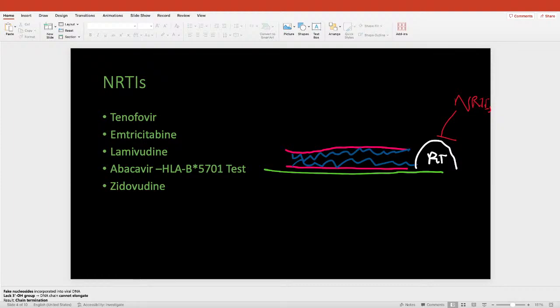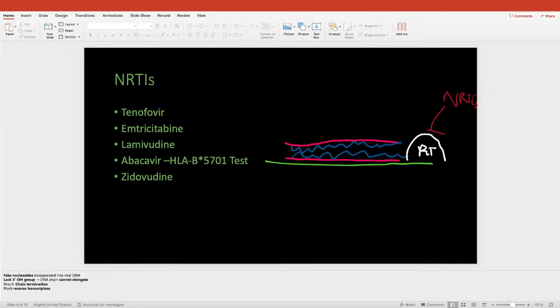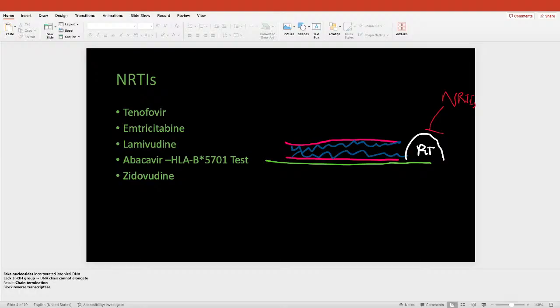So what do these medications do? I put these notes up here as well so you can read through them. You're going to see a fake nucleoside is incorporated into the DNA. Basically, the DNA now cannot elongate, which results in chain termination and blocks the reverse transcriptase. So it's going to work right there at the reverse transcriptase.